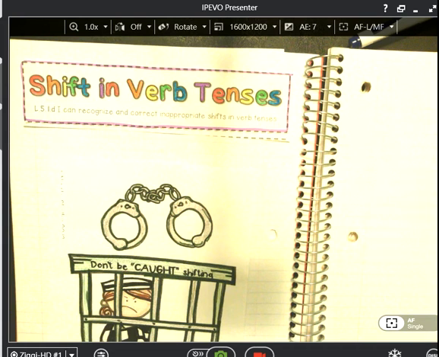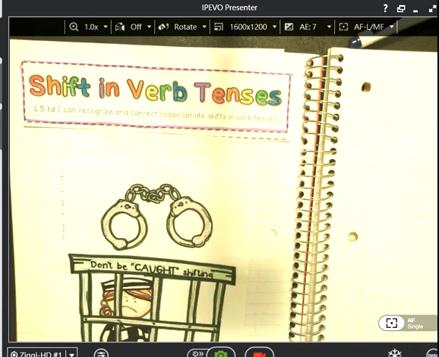Hello, fifth grade again. We're going to also be doing a page tonight on shift and verb tenses. We're talking about subject-verb agreement in our sentences and how we want to make sure that our verbs agree with our subjects, but we also want to make sure that, like we talked about with our tenses, our verbs stay the same tense throughout our writing.